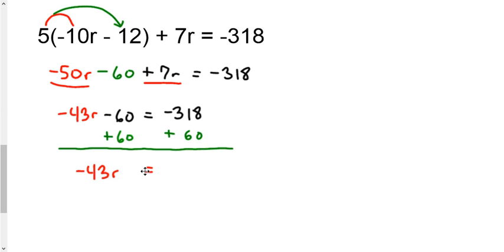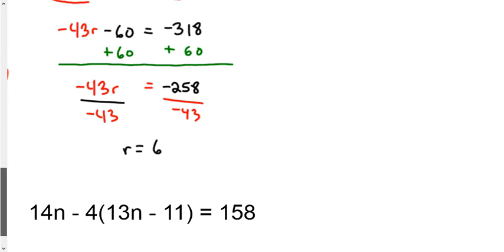See, negative 318 plus 60 is negative 258. And now we just have to divide by negative 43. And the answer would be positive 6. And let's do one last problem.